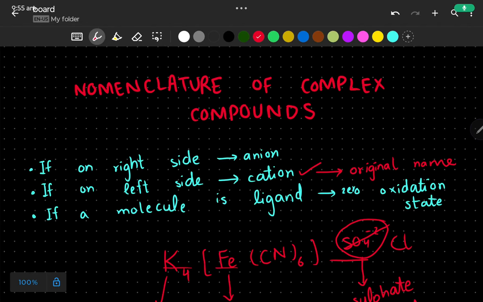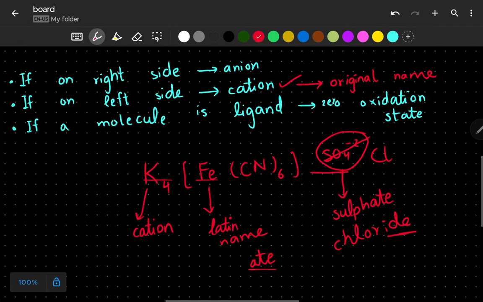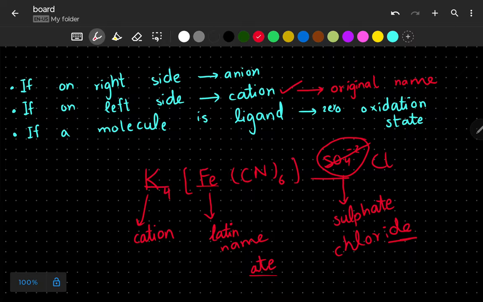Today we are going to discuss nomenclature of complex compounds. Some rules are taken into consideration while doing the nomenclature of complex compounds. Like we have an example. If this is written on the left side, then this is the cation. I have written this here.